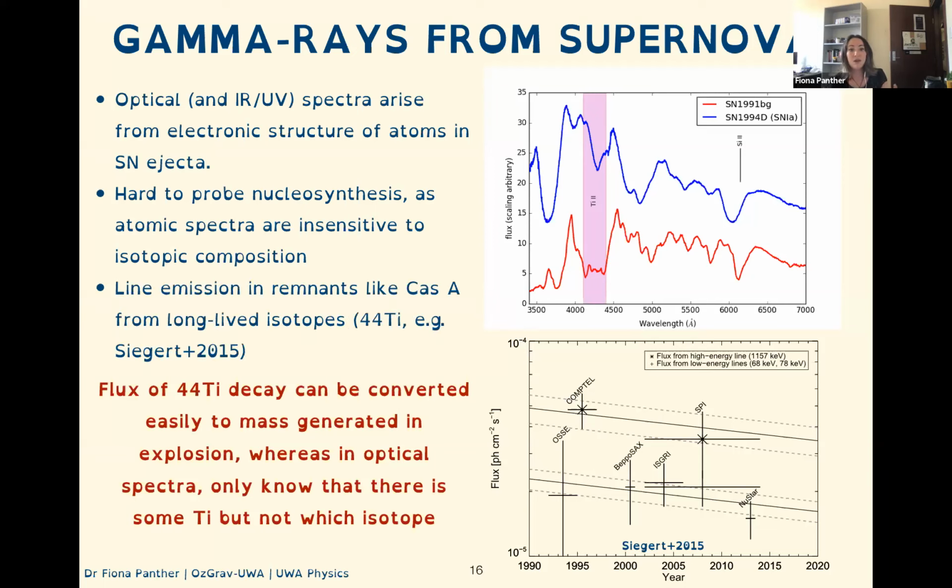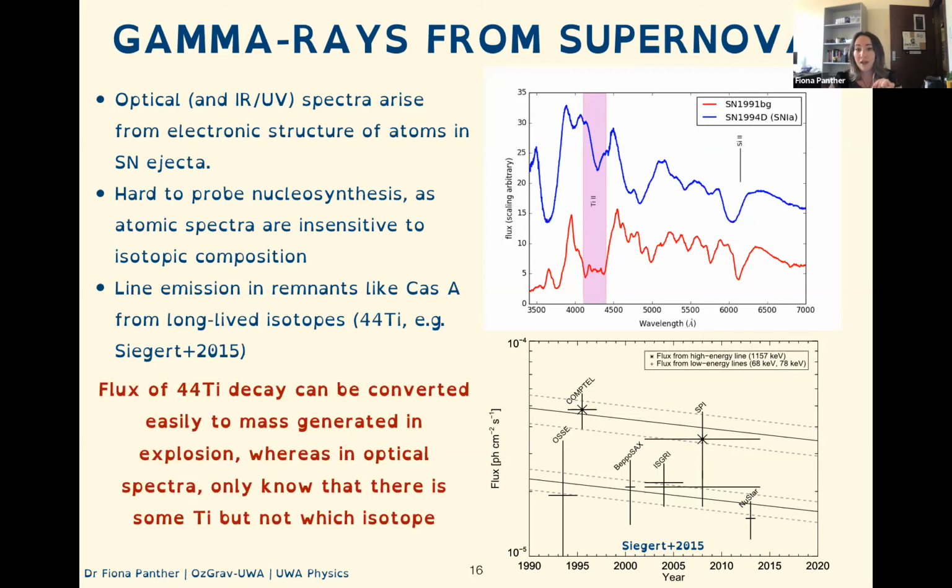So if you look at line emission from a remnant like Cas-A, this is a core collapse supernova, but it kind of serves the point. That's looking at some emission in the gamma ray from very long-lived isotopes, so something like titanium-44. In Cas-A, if you looked at the optical spectrum, you'd maybe see some sort of absorption trough coming from titanium at relatively late times, maybe even promptly, but you can't be sure whether it's titanium-44 or another isotope. So you don't know where on the nuclear statistical equilibrium curve you're actually sitting when you're making the titanium.